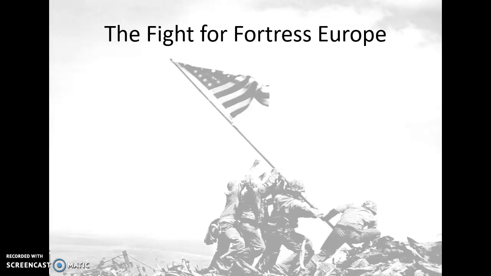On page 508 in your textbooks, there's a map of Europe that you can see. You can see, of course, the Axis powers. You can see the greatest extent of their control during the war, the Allies, and then the campaigns that the Allies took to push the Axis back. So let's talk about some of these.